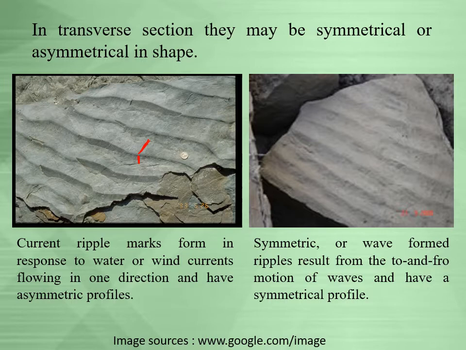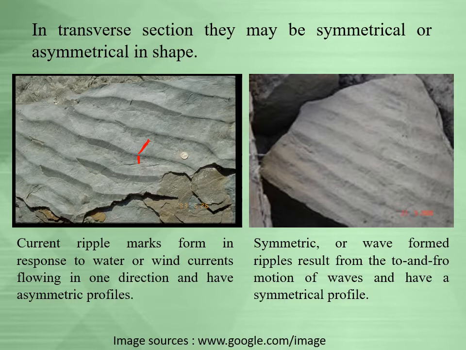So asymmetrical ripples or current ripple marks are indicative of a unidirectional flow or current, and the current moves from stoss side to lee side. So they are very good indicators of flow direction.